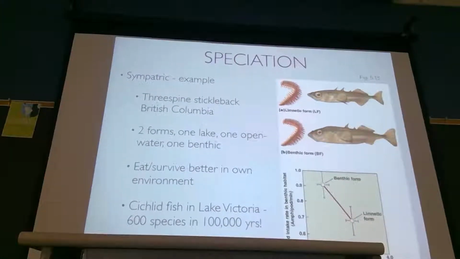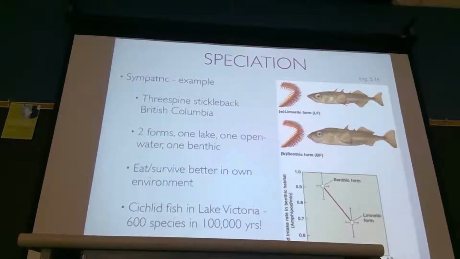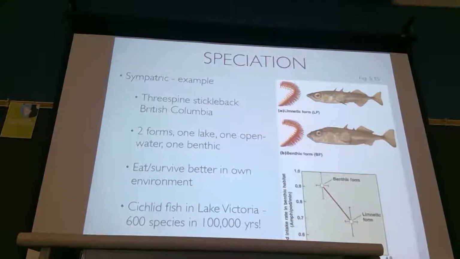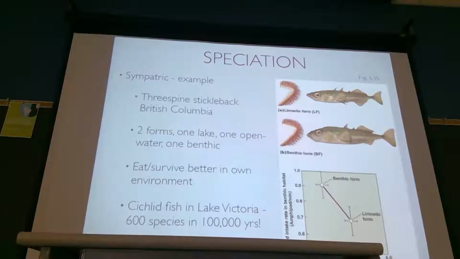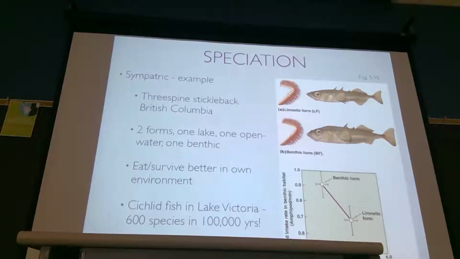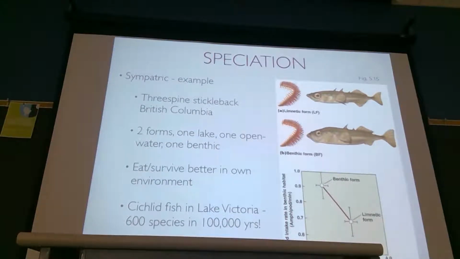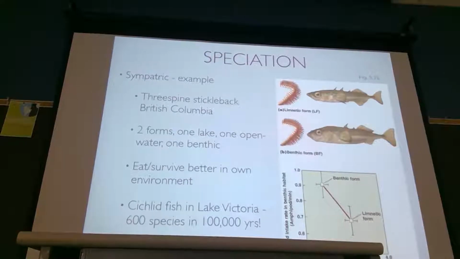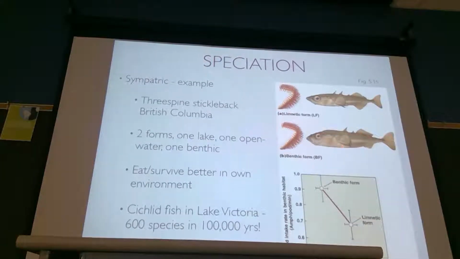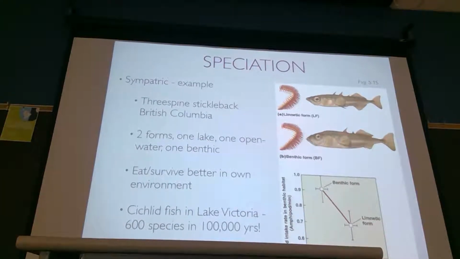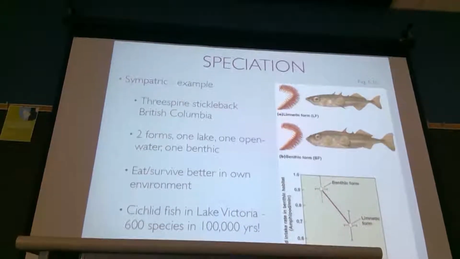Okay. The example here, again, is another fish species. This is the three-spine stickleback, with one, two, three spines, and it lives in British Columbia in these little ponds in Canada. They live in the same lake. One of them lives up in the surface waters, and one of them lives down deep in the lake. And never the twain go into the other portion of the water column.